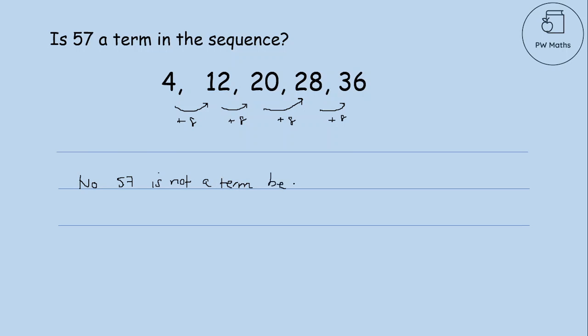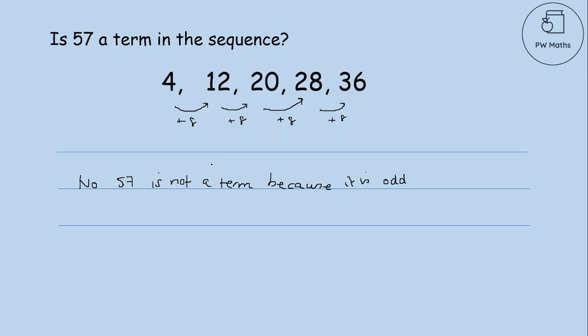Because it is odd. And then we can flesh that out a bit and say, all of the other numbers in the sequence are even.